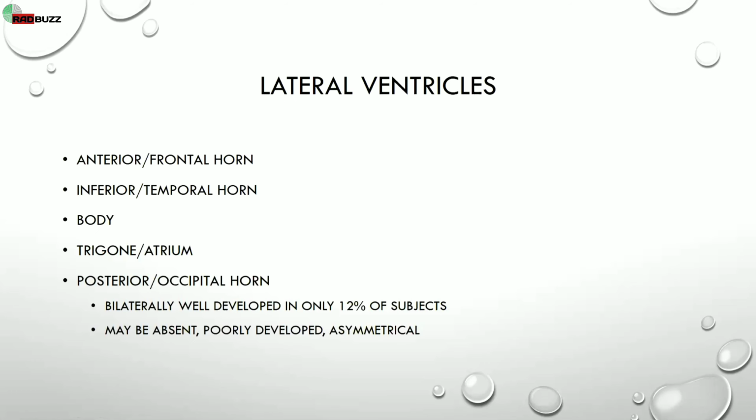Okay, so the lateral ventricle, as I told you, has an anterior frontal horn, temporal inferior horn, body, trigone, atrium, and occipital posterior horn. The body is mainly the interconnection between these. Bilaterally well developed only in 20% of the subjects, and the occipital horn may be absent or poorly developed, asymmetrical. So when you see some asymmetry within the lateral ventricles, especially the occipital ones, don't call it a pathology. It can be a normal thing to happen.